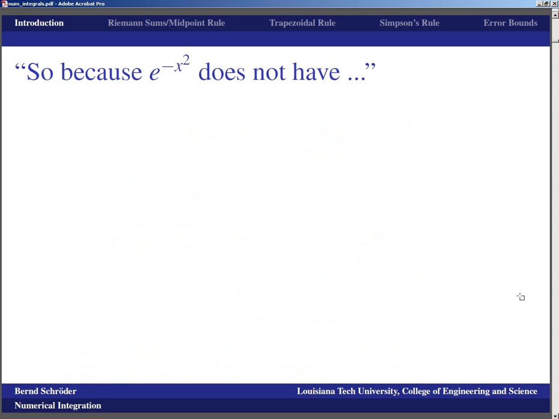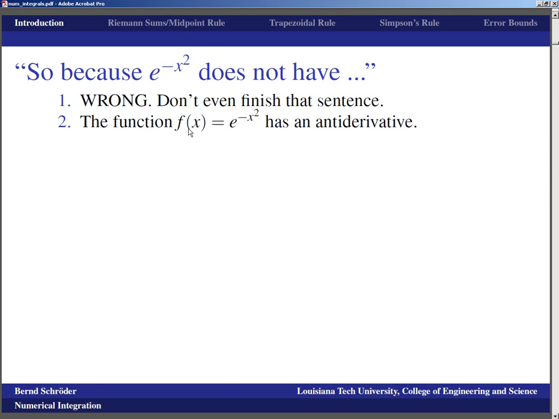Alright, so you could conclude this, and so it's, well, because e to the negative x squared does not have an antiderivative, and don't even finish that sentence. That's wrong. Don't finish that sentence. The function f of x equals e to the negative x squared has an antiderivative. So even though I've just told you that we're not going to use antiderivatives, the antiderivative exists.